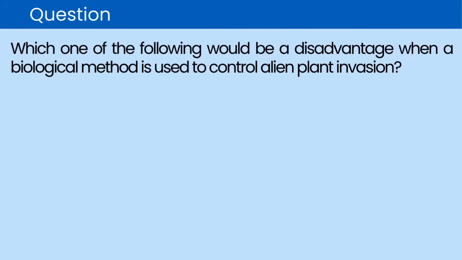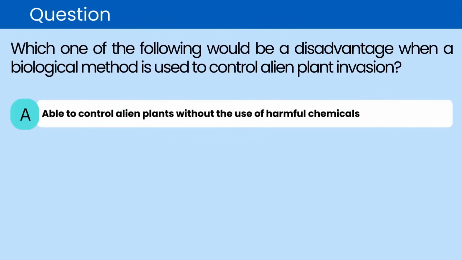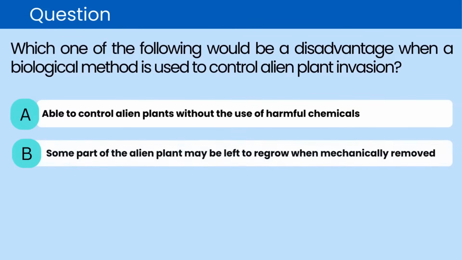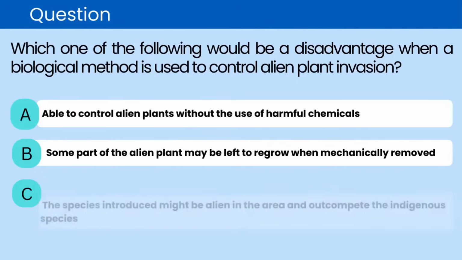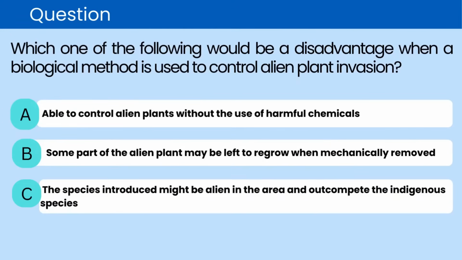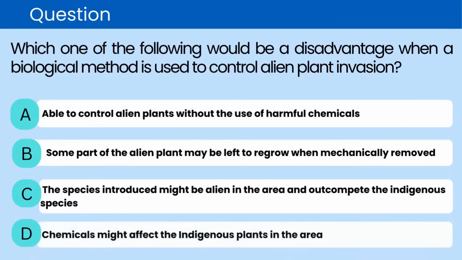Question: which one of the following would be a disadvantage when a biological method is used to control alien plant invasion? A. Able to control alien plants without the use of harmful chemicals. B. Some part of the alien plant may be left to regrow when mechanically removed. C. The species introduced might be alien in the area and outcompete the indigenous species. D. Chemicals might affect the indigenous plants in the area.